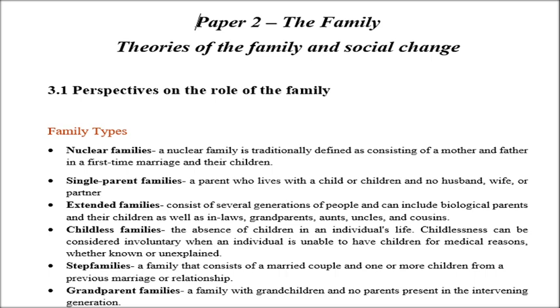Number one is the family known as the nuclear family. A nuclear family is a traditional family, basically defined as consisting of a mother and father in a first-time marriage and their children. The next term we have is single parent families: a parent who lives with a child or children and no husband, wife or partner. This family is known as a single parent family.